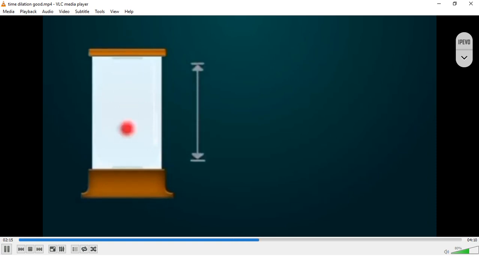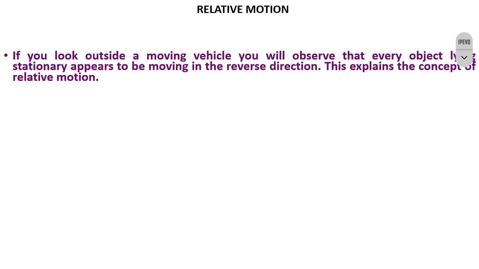Okay, so that one is also a video on time dilation. Let's move to our class proper. Relative motion. If you look outside a moving vehicle, you will observe that every object lying stationary appears to be moving in the reverse direction. This explains the concept of relative motion, which is the first video.